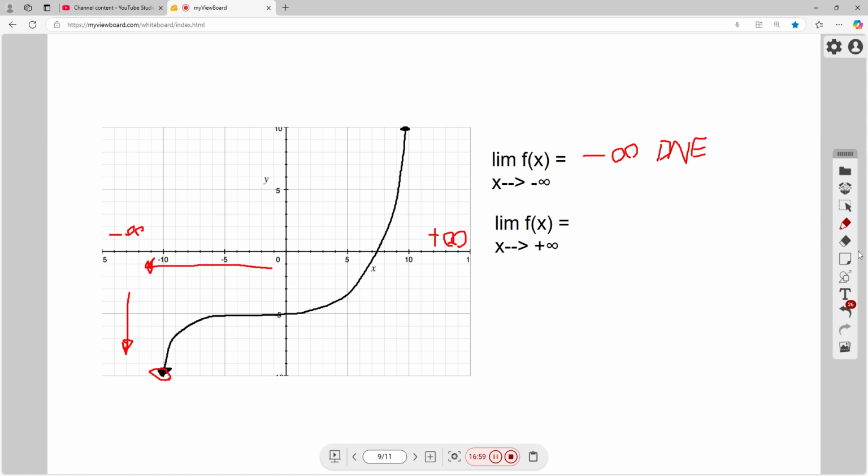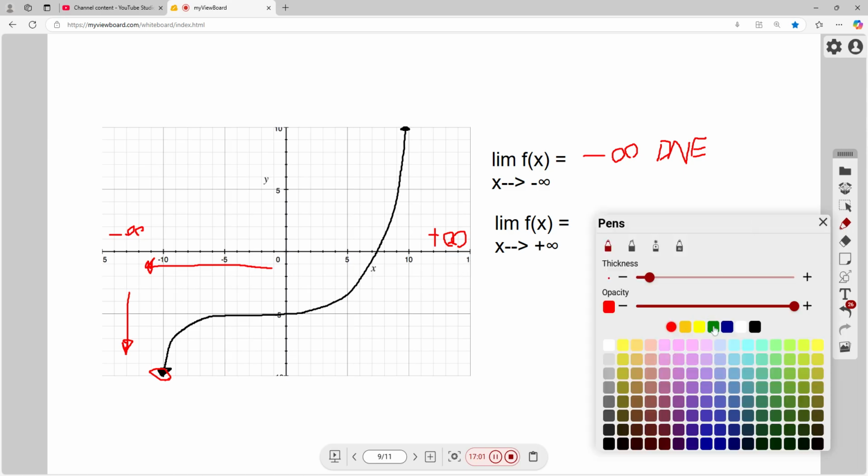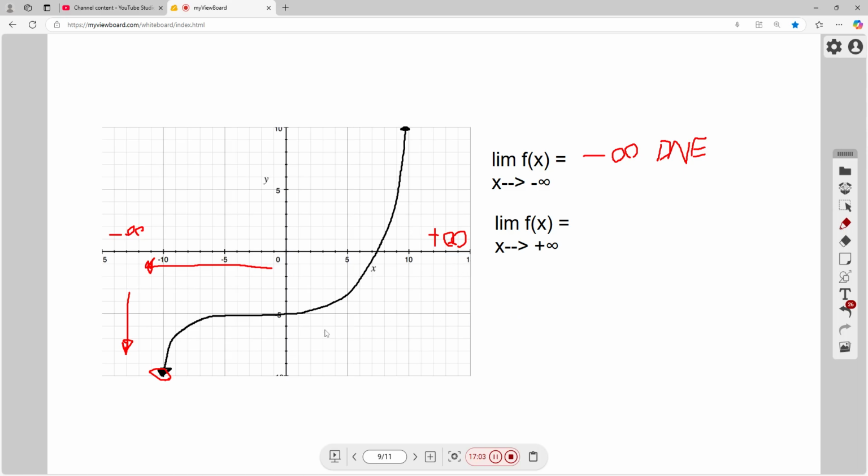Now, on the other hand, we have the limit of f(x) as x approaches positive infinity. So we go from the center over here, and then we go all the way towards the right of the positive infinity. And this time, instead of going down, we can see that it's going up. So our answer is going to be positive infinity because it never stops and it's going up infinitely. So the answer is positive infinity, or D and E.